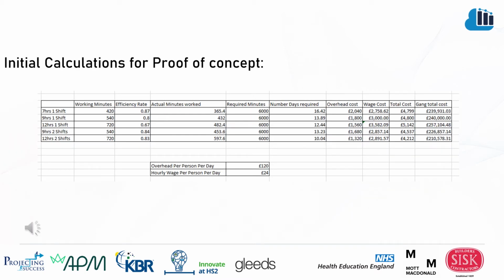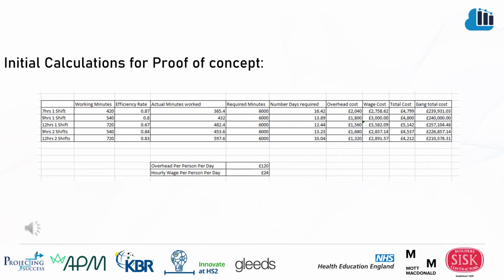Once the efficiency rate had been calculated, we were then able to calculate how long it would take a shift pattern to complete a task. To generate this duration, we convert the length of a shift pattern into minutes and multiply those minutes by the efficiency rate, which generated the actual minutes worked per shift. The next step was to generate the total required duration to complete a task, and this was done by dividing the total required minutes for completion by the actual minutes worked per shift. This then generated the number of days needed to complete the task.